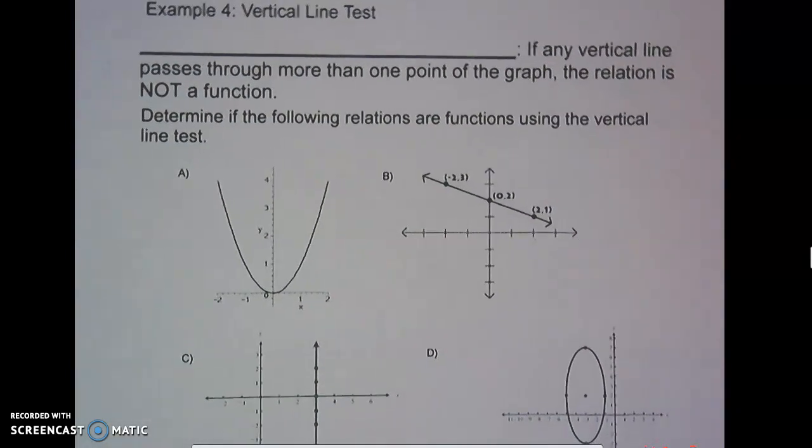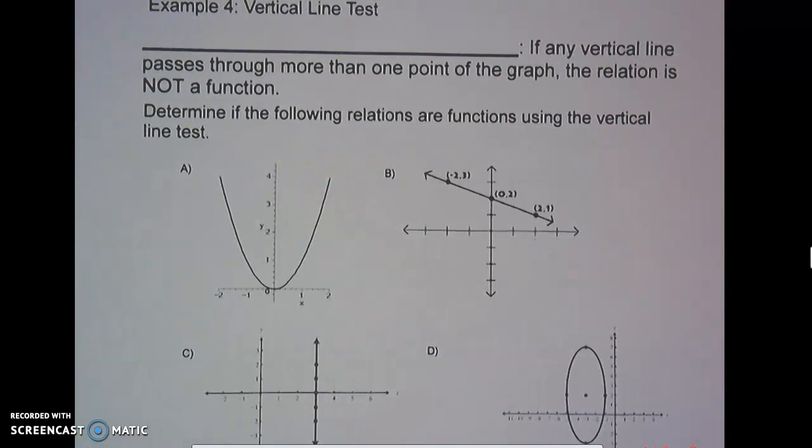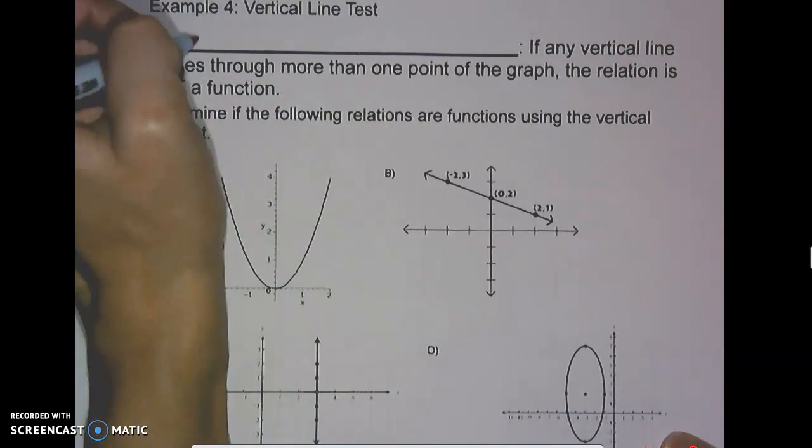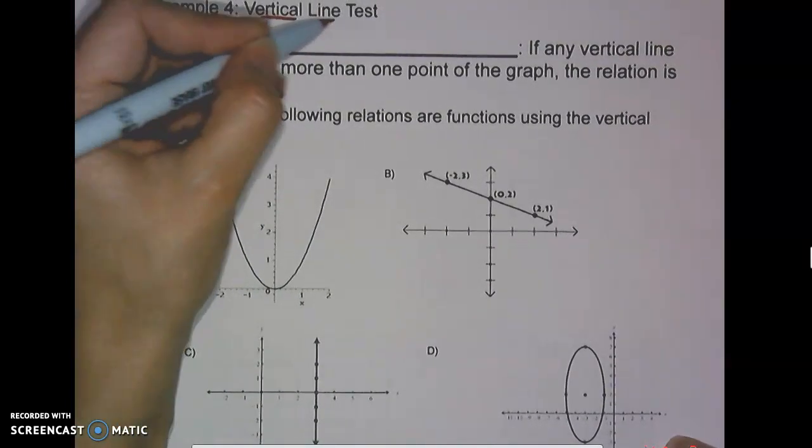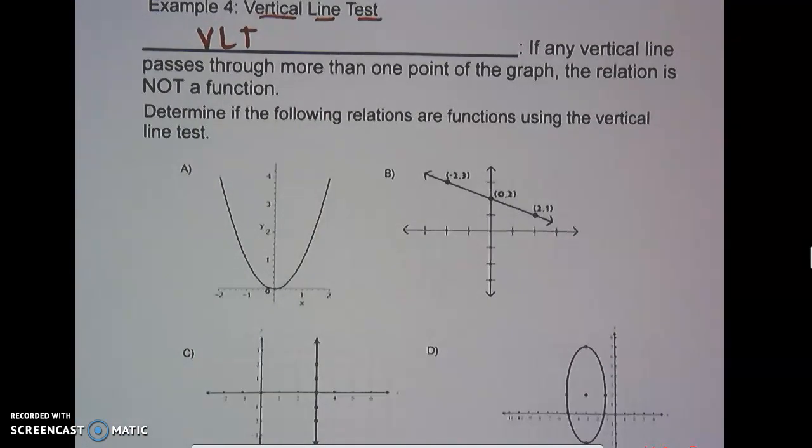Okay? Well, how can we look at this graphically? So we're going to use something that's called the vertical line test. Okay, the vertical line test. We're also going to call this VLT. You can call it that, vertical line test. It says if any vertical line passes through more than one point on the graph, the relation is not a function. Okay, so let's talk a little bit about that for a second.